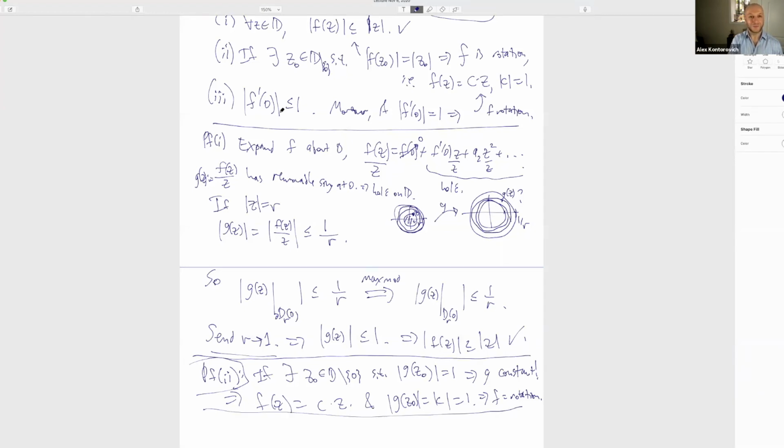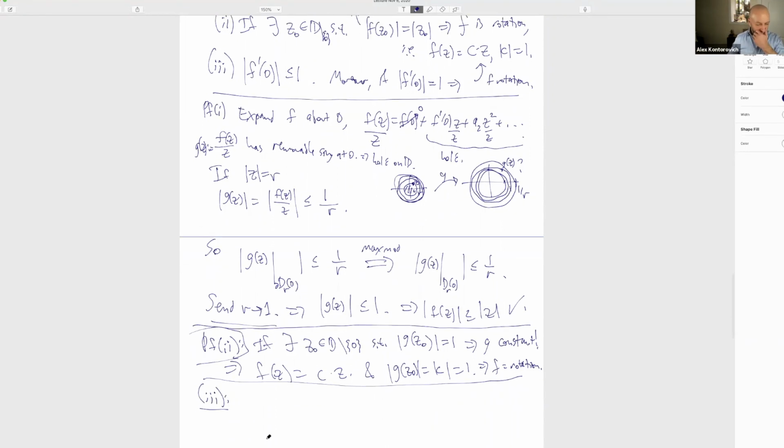And part three. So we know what G of Z is. G of Z is F of Z over Z. I want to know what happens to this as Z goes to 0. Notice that this is also equal to F of Z minus F of 0, since F of 0 is 0, divided by Z minus 0. So what happens to this as Z goes to 0? This converges to, yeah, F prime of 0.